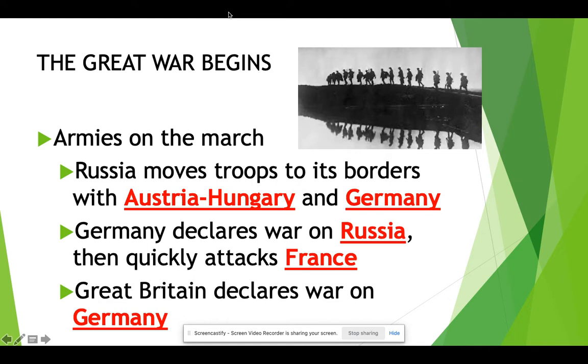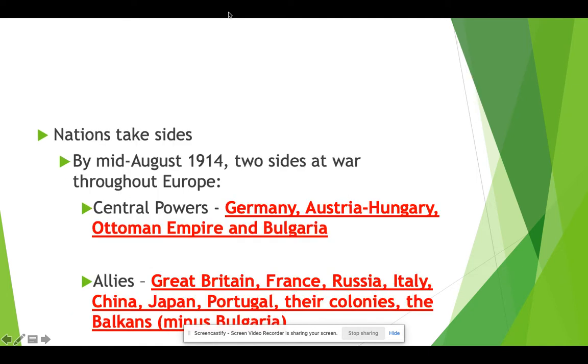So we know from our powder keg notes and from our timeline notes of the different steps that are taken. We know that Russia mobilizes their troops along the border of Austria-Hungary and Germany. We know that Germany did not react kindly and said, remove your troops from my border or we're going to war. Russia didn't move their troops. Germany declares war, but they knew by going to war with Russia, they could then attack France. To attack France, they cut through Belgium, which then brings Great Britain into the war against Germany.